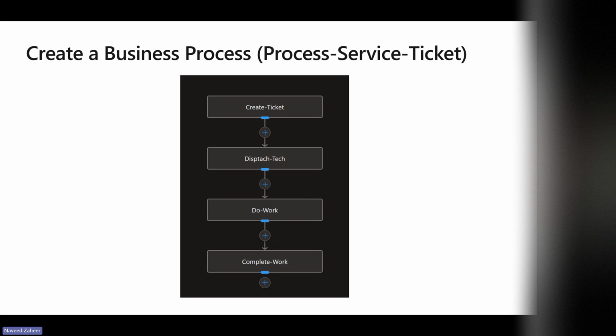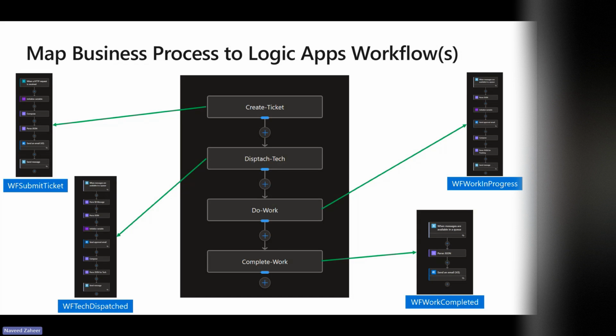This is create ticket, dispatch ticket, do work, and complete work. So this is kind of a business process for us, processing a service ticket. Second part is how you map it. You have this process that has been created, but you have workflows on the technology, which represent the technology side of things. Then you map each workflow, and we will see that in the actual demo.